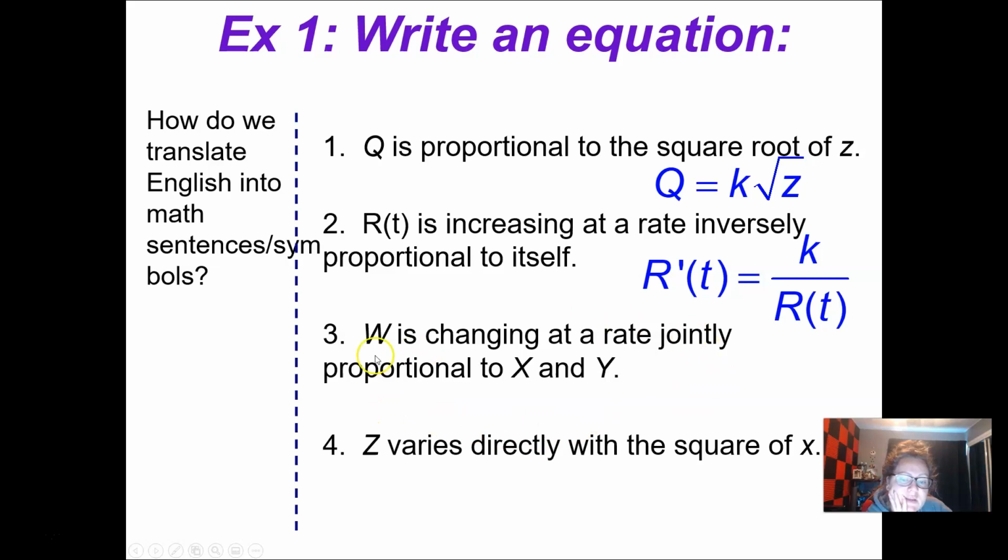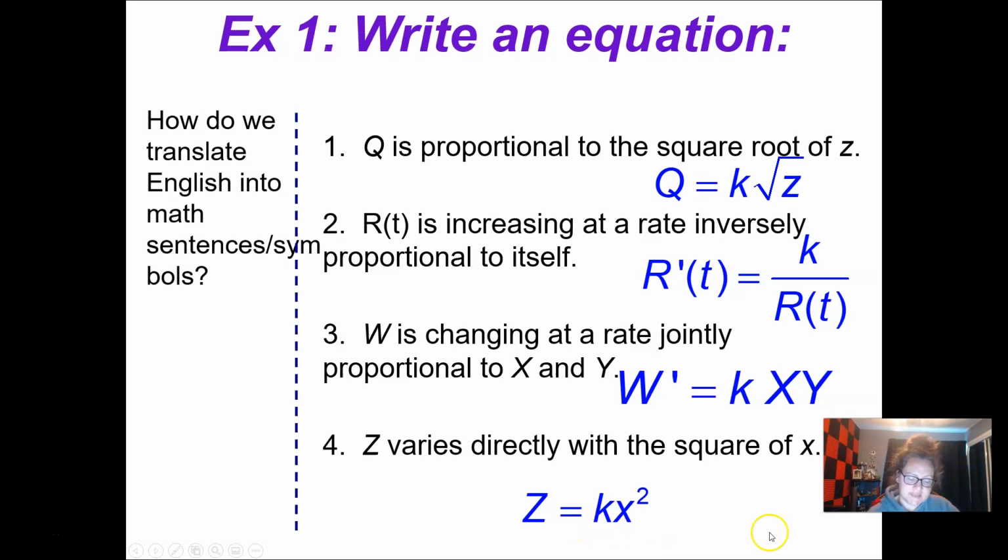Okay, this one, what do you think? W is changing at a rate jointly proportional to X and Y. So W is changing at a rate. So when we see rate, we need to use the derivative. Good. So W is changing at a rate, so W prime, and then jointly proportional to X and Y. So that's how you get the K times X times Y. And then Z varies directly with the square of X, not square root, the square of X. So Z equals K times X squared.